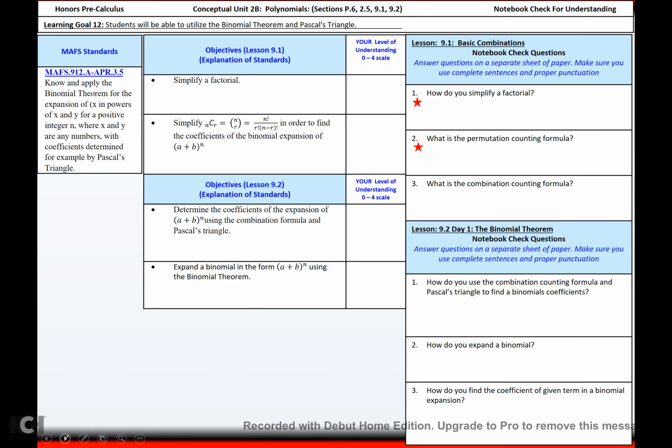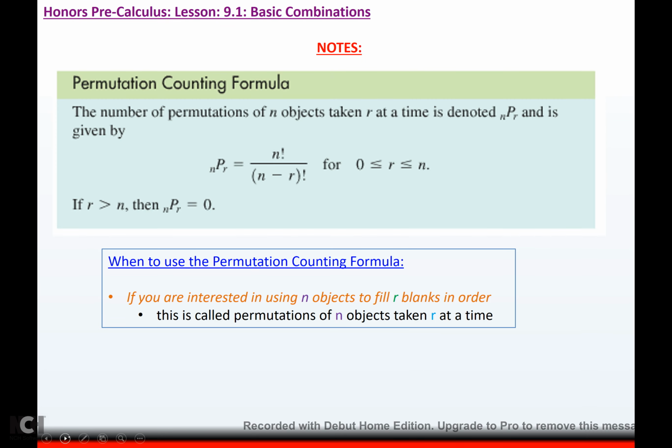Alright, so how do you simplify a factorial? You take the number times the number minus 1 times the number minus 2, all the way down until you get times 1. The permutation counting formula for n objects taken r at a time is n factorial over n minus r factorial. Okay?